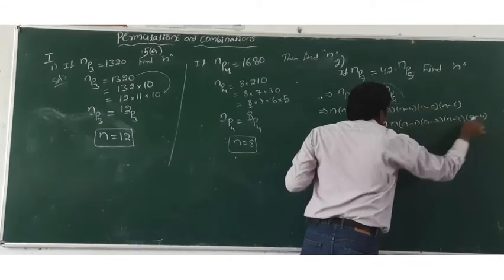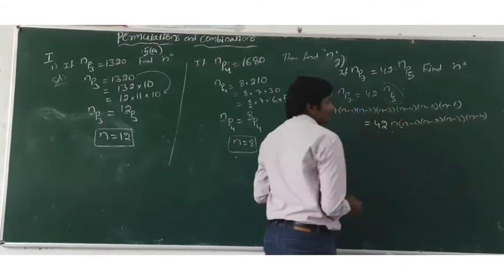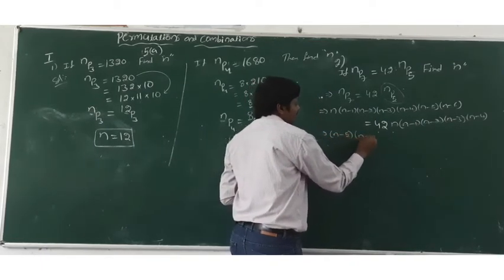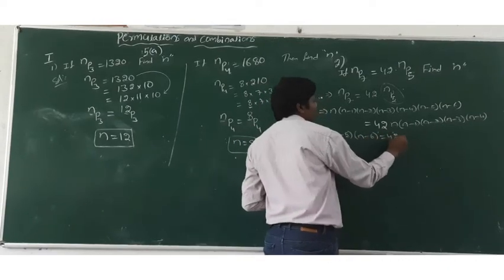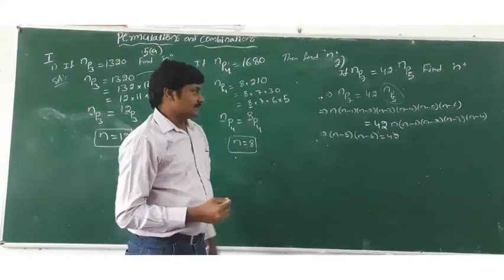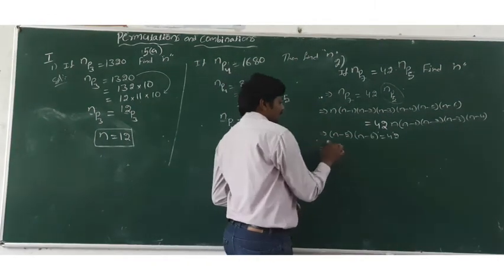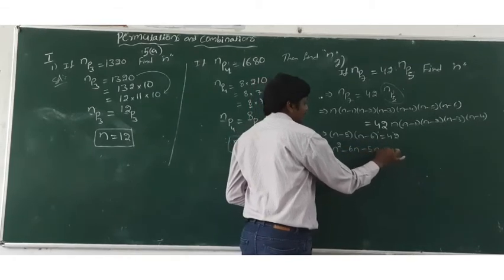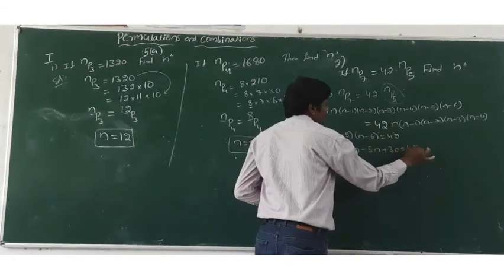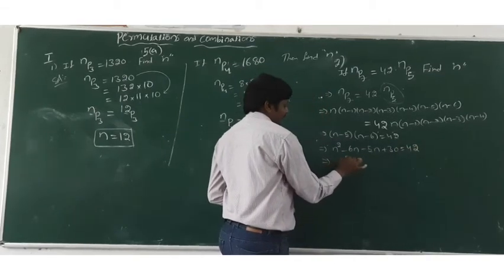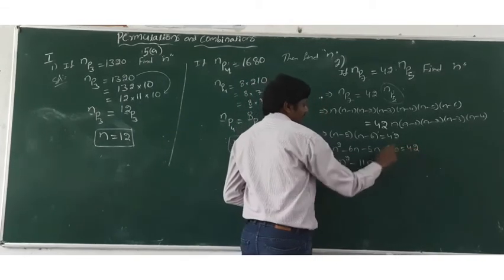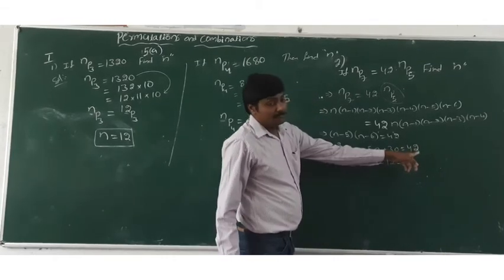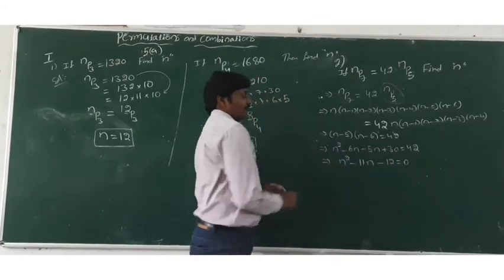Here n minus 1 through n minus 4 get cancelled. The remaining value is n minus 5 into n minus 6 is equal to 42. Multiplying, n square minus 6n minus 5n plus 30 is equal to 42. So n square minus 11n minus 12 is equal to 0. It is a quadratic equation in terms of n.